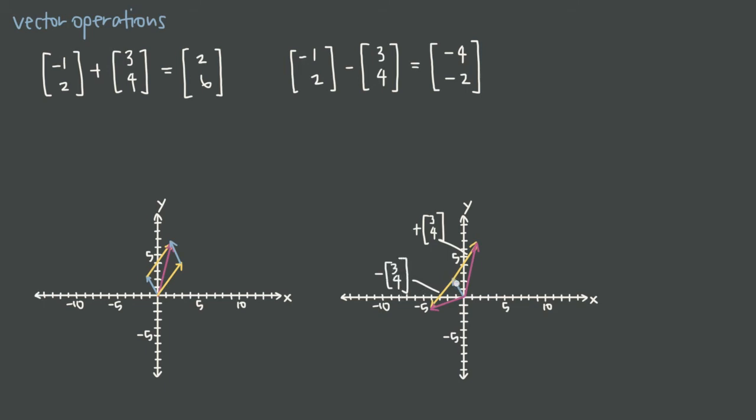But both of them are starting at the terminal point of -1, 2. And you can see that when I add, I get to the result 2, 6, which we found here. And when I subtract, I get to the result we found here, -4, -2. So that's what vector addition and subtraction looks like graphically.